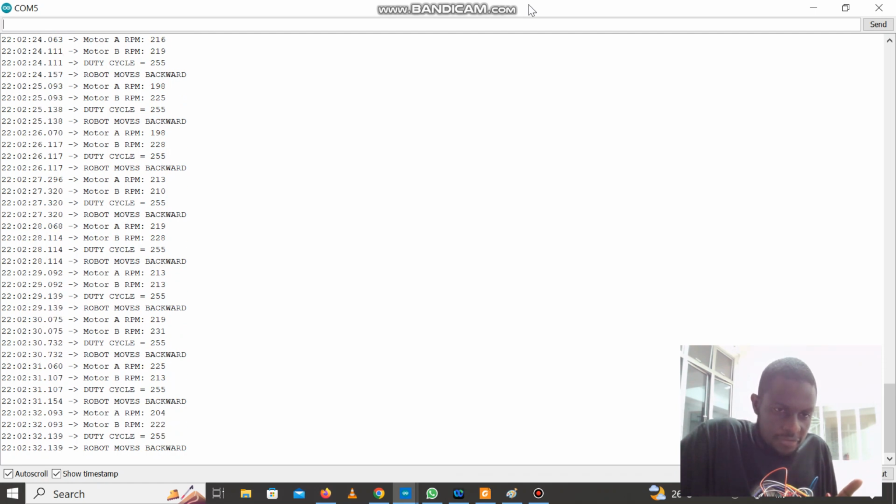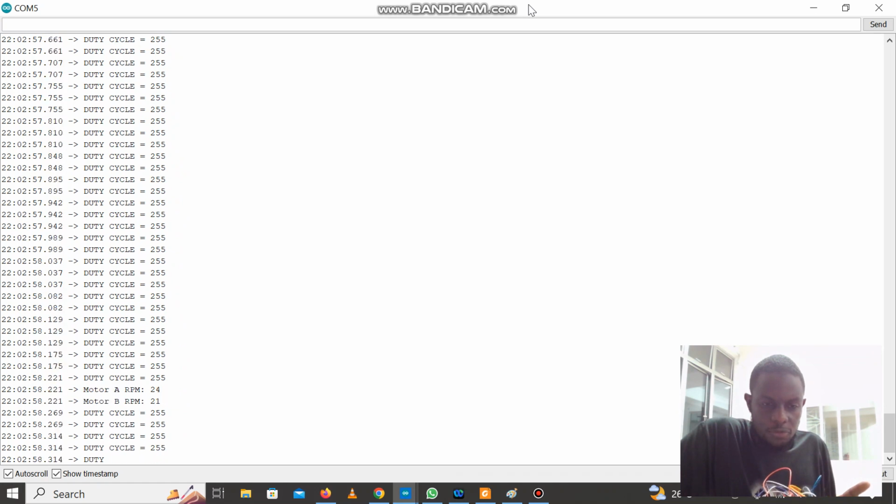As can be seen on the screen, we have 13 revolutions per second for both motors, being the same. Sometimes 12, 19, 22, so the range is very close for both motors. The error is small, but when we decide to go forward, what we observe is that the error is large.